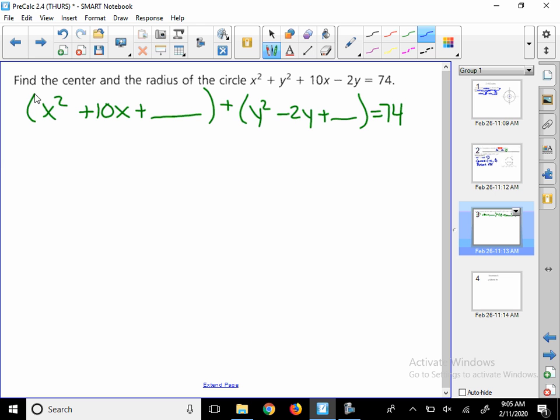To find what we are going to put into that blank, we're going to key into this 10. It'll always be the number with just an x or just a y, not an x squared or a y squared. I'm going to take 10 divided by 2 and square it. So 10 divided by 2 is 5. 5 squared is 25. So 25 is going over there. Now, since I added 25 to the left side, I've got to add 25 to the right side.